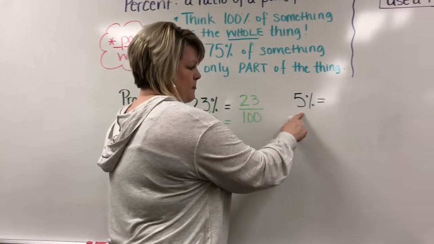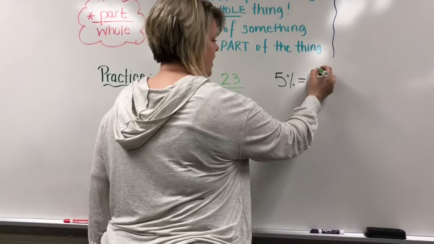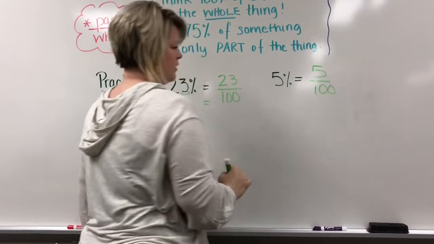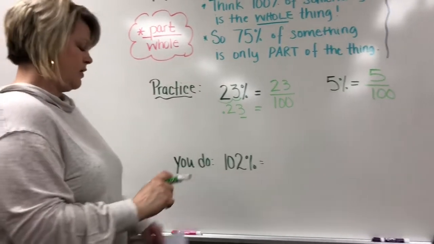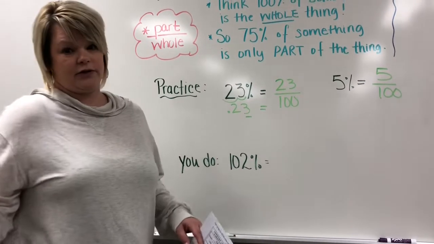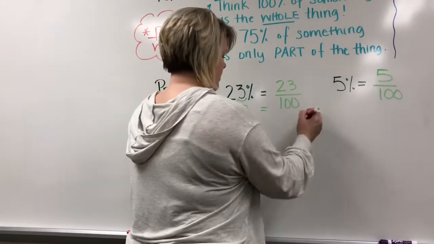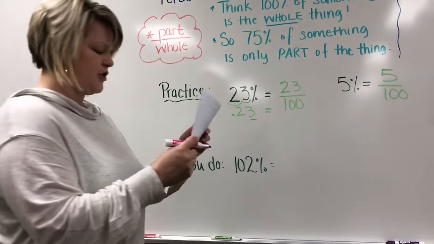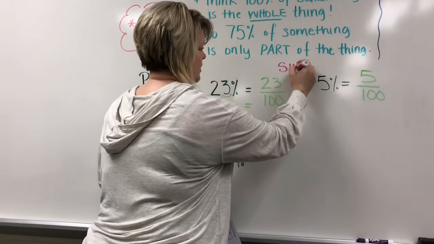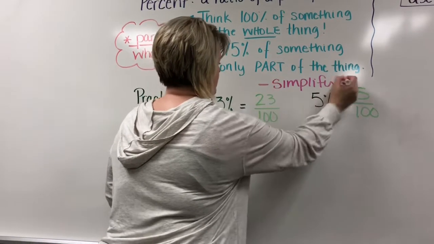With this one, it'd be the same thing, part to whole. So I have 5 out of 100. Now, one of the things I didn't do here is what? I didn't reduce, right? Or simplify. So again, you want to put on your sheet here, maybe somewhere underneath the definition, simplify.